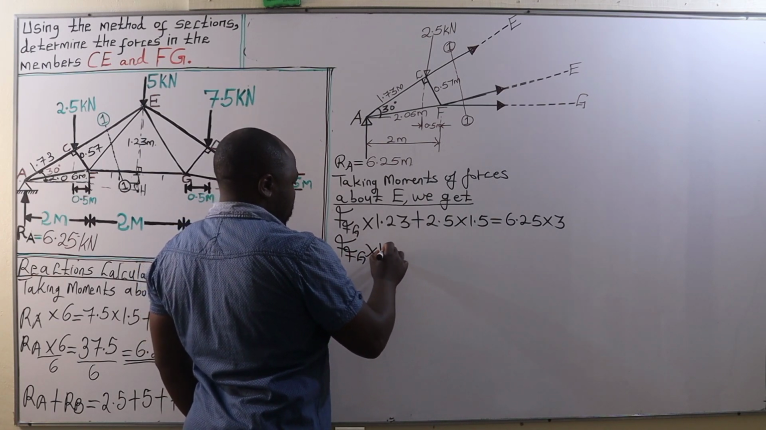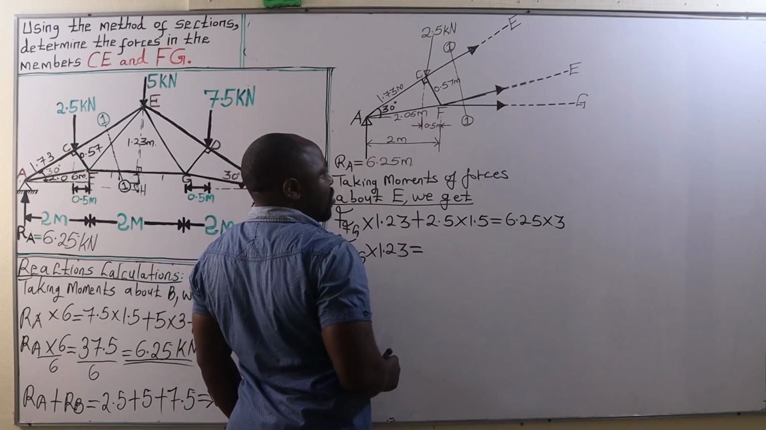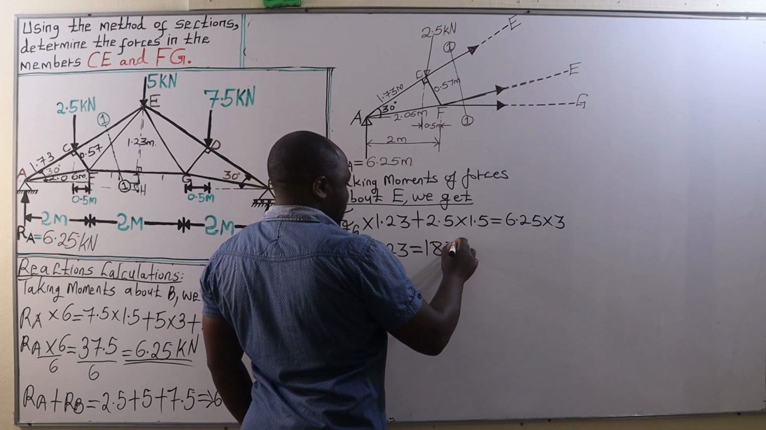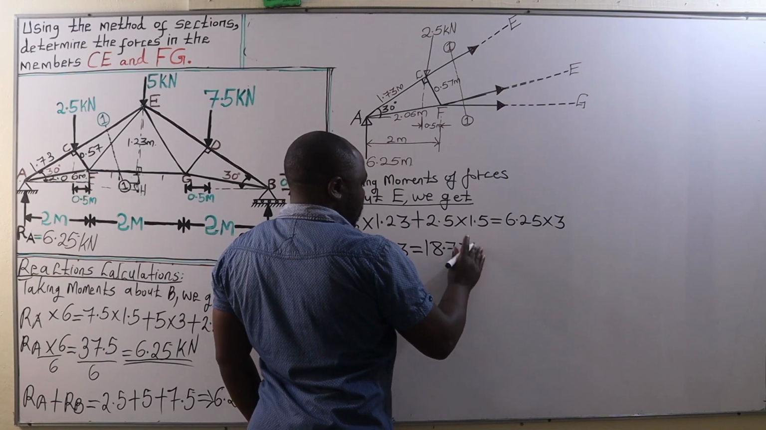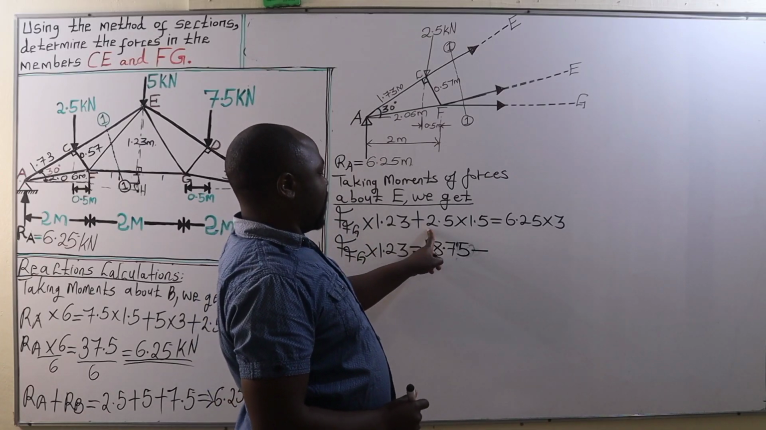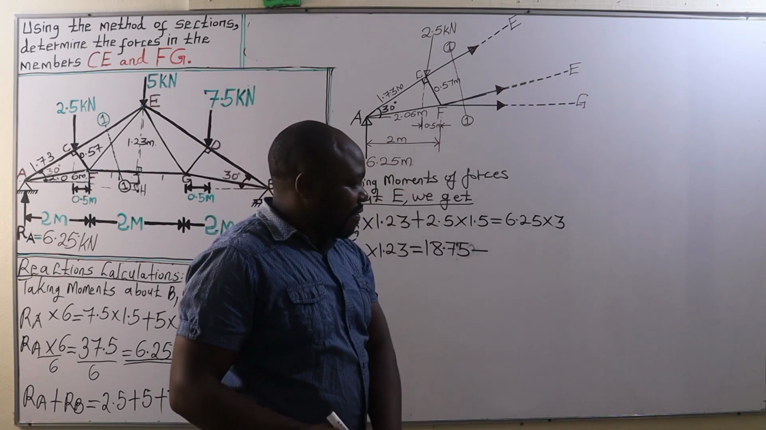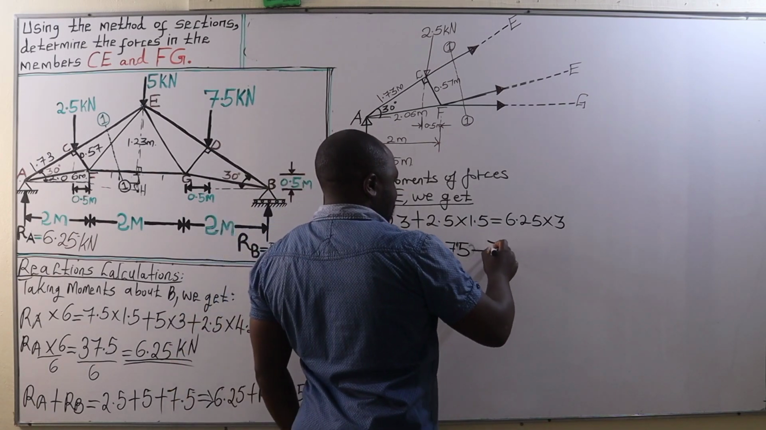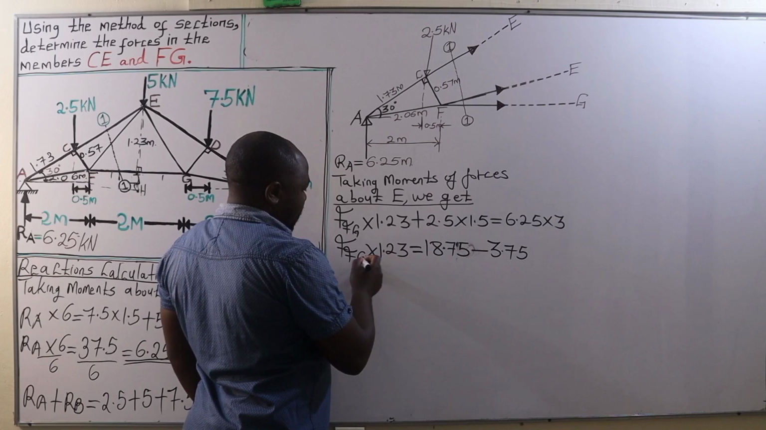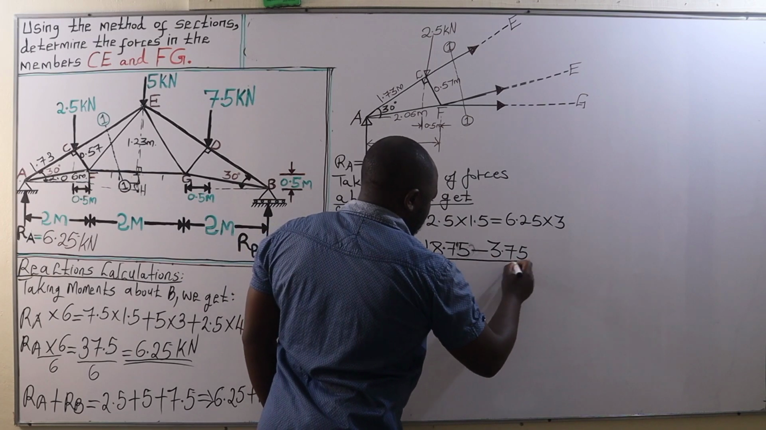And therefore, we are going to have the following: FFG times 1.23 being equal to 6.25 times 3 is 18.75. Therefore, 18.75 minus, when you take 2.5 times 1.5, which is 3.75, the other side of the equal sign is going to be minus. Therefore, minus 3.75. And to get the value of FFG, we are going to divide both sides by 1.23.